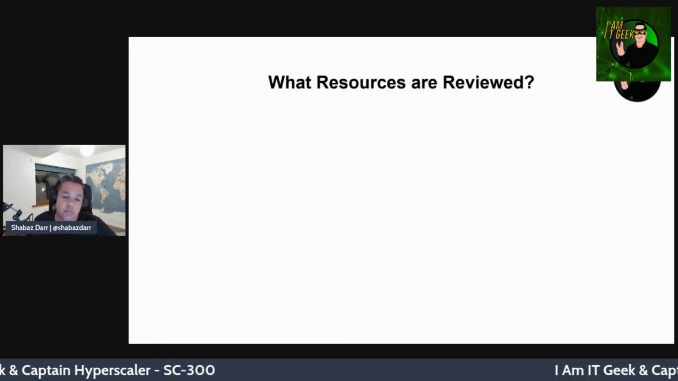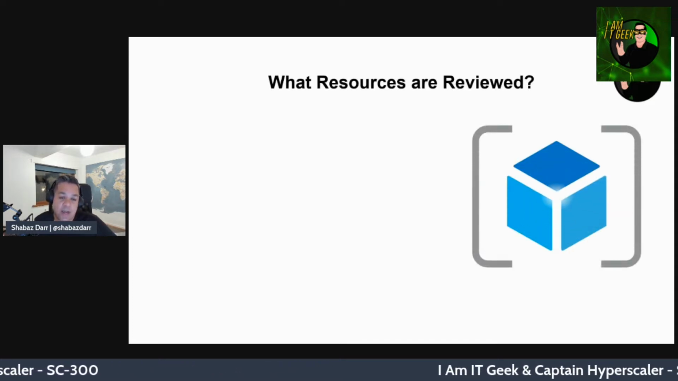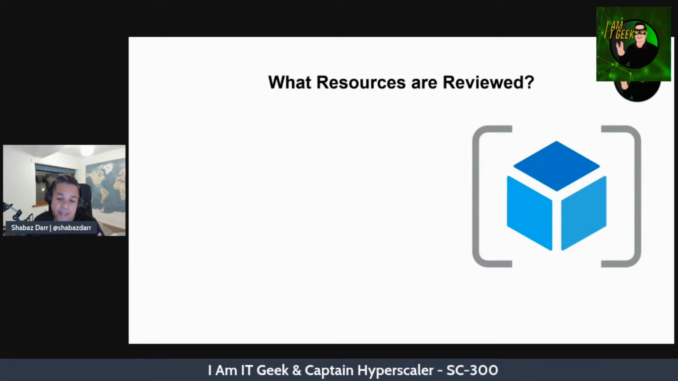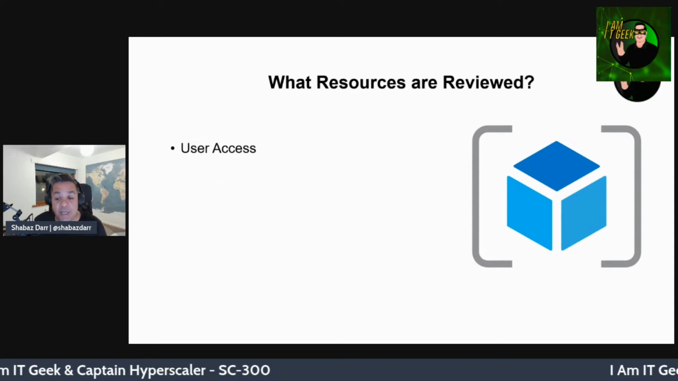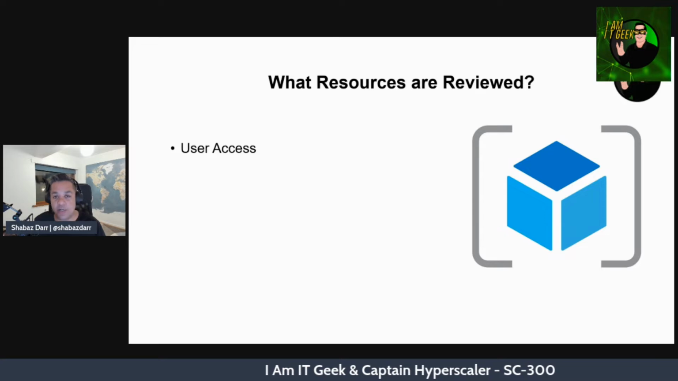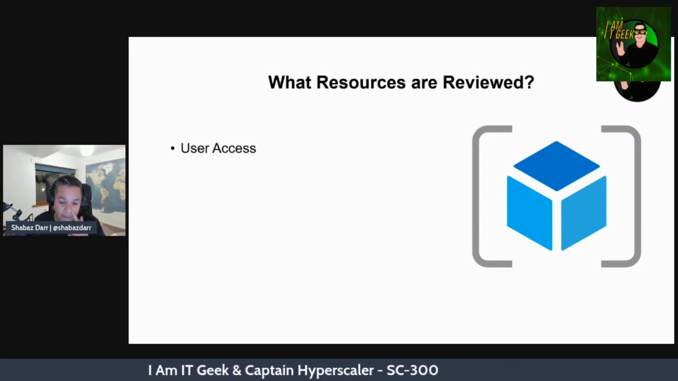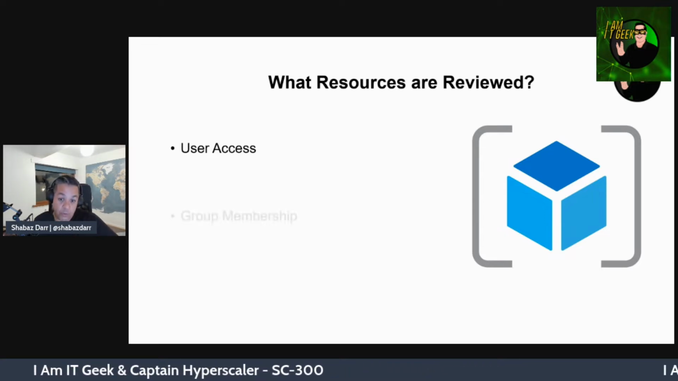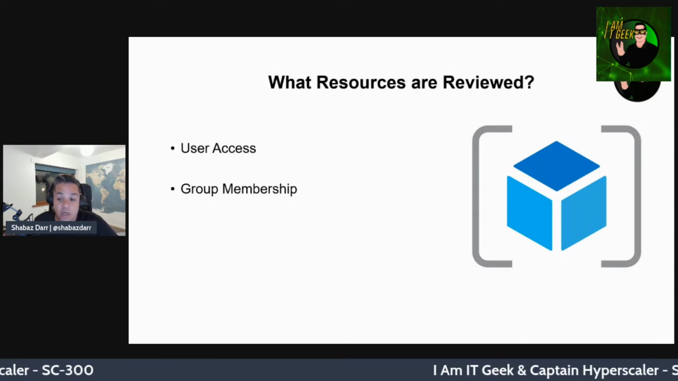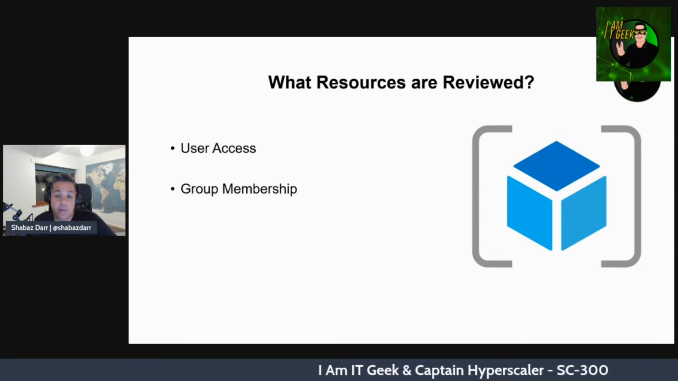So let's discuss what resources are actually reviewed. Typical targets for reviews include user access to applications integrated with Azure AD for SSO, such as Microsoft 365, Exchange Online, and those SaaS line of business apps. Also group membership, which is synchronized to Azure AD or created in Azure AD or Microsoft 365, including Microsoft Teams.